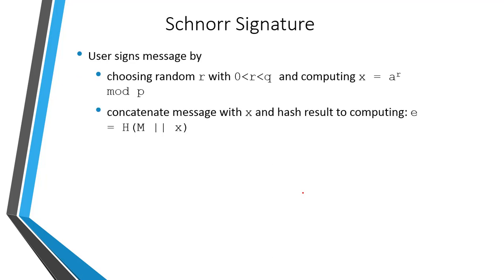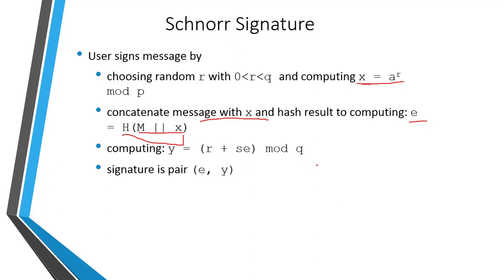Now it generates the signature by choosing a random number r and computing x equal to a raised to r mod p. After that, it concatenates the message with the calculated x, and then calculates the hash, that is E equal to h of m and x, the concatenation of the message and the calculated x. Now compute y equal to r plus s e mod q. So the output of the signature function is E and y, which is sent to the receiver with the message.